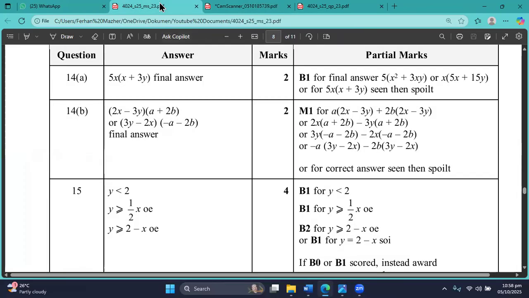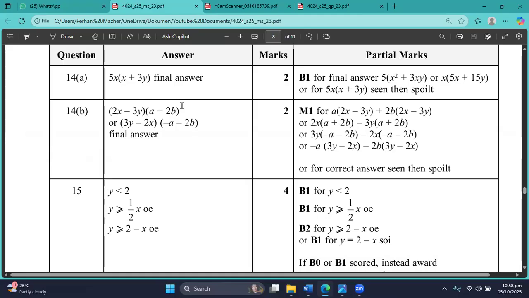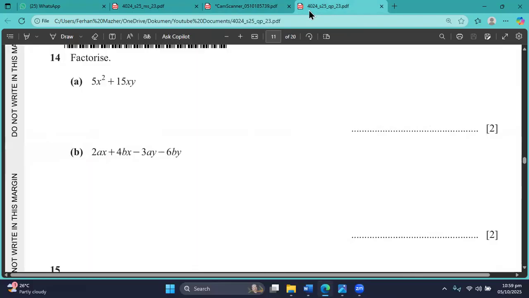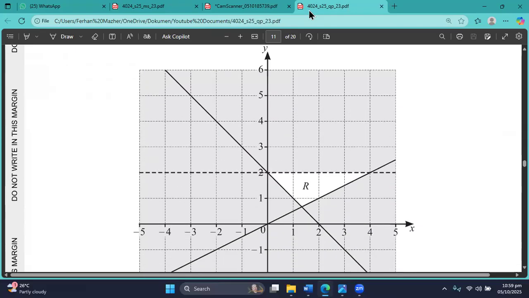Question number 14. So my answer is right. 2x minus 3y into a plus 2b. You can see this. So our answer is right. This is how you do the question number 14. It's a 4-mark question. Question number 15. Let me show you.